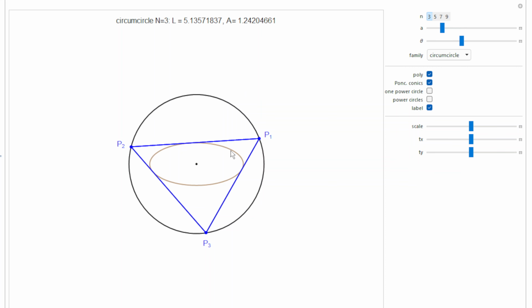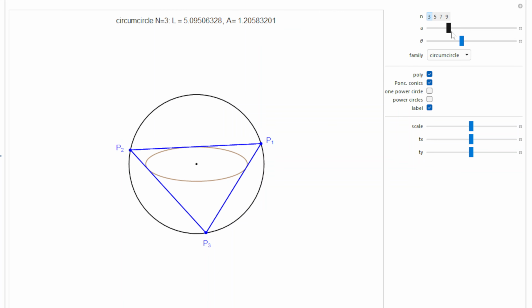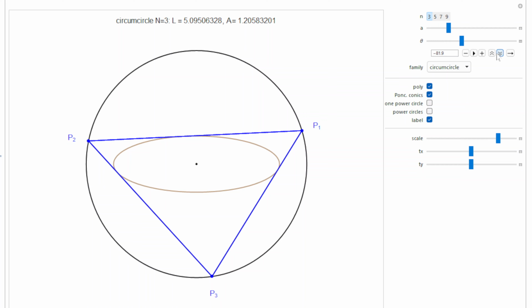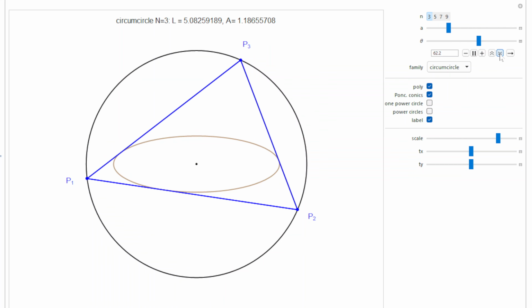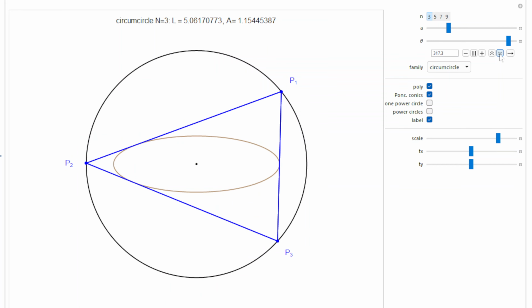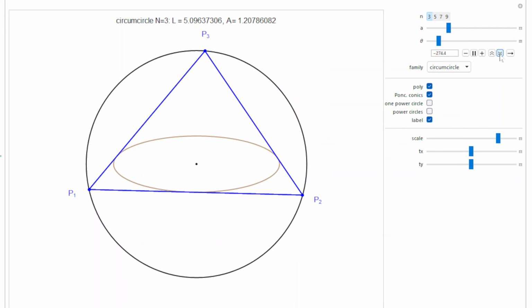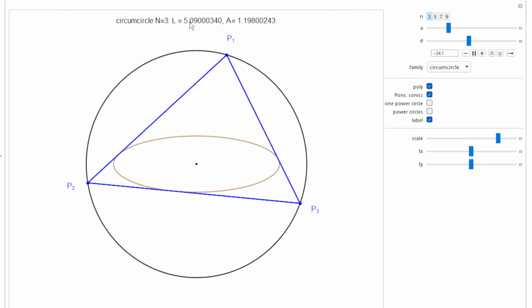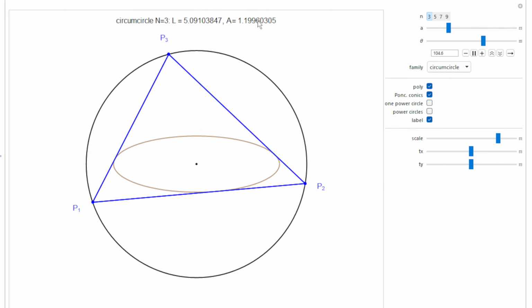So the phenomenon in that 2021 video has to do with a Poncelet family of triangles inscribed in a circle and circumscribing a concentric ellipse. Okay? So nothing too exotic here. You can see here that over the family, both the perimeter and the area are varying.